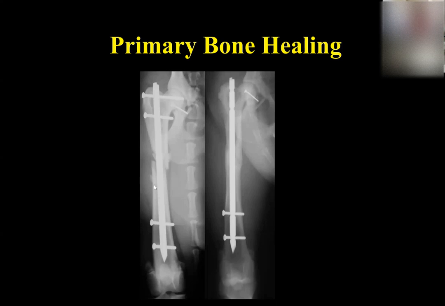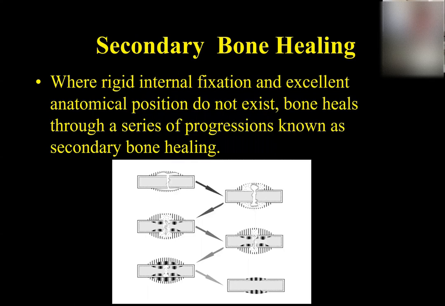And if you look here, this is a little bit of time later, and basically this fracture is now healed. There's little to no callus formation. You can still make out the fracture line, but it's super, super indistinct. The fracture appears to have healed in anatomic alignment. So that's a good example of primary bone healing.